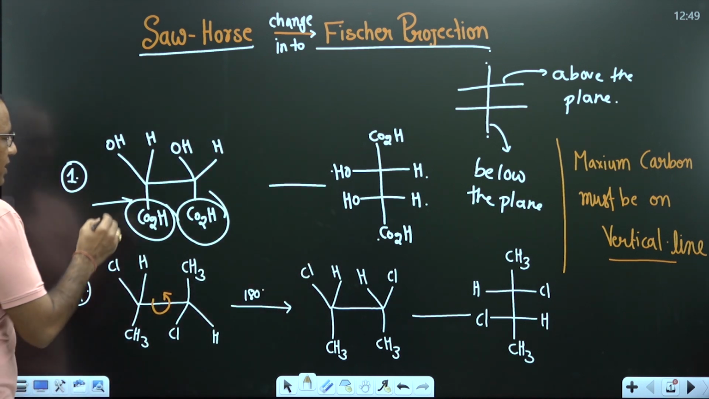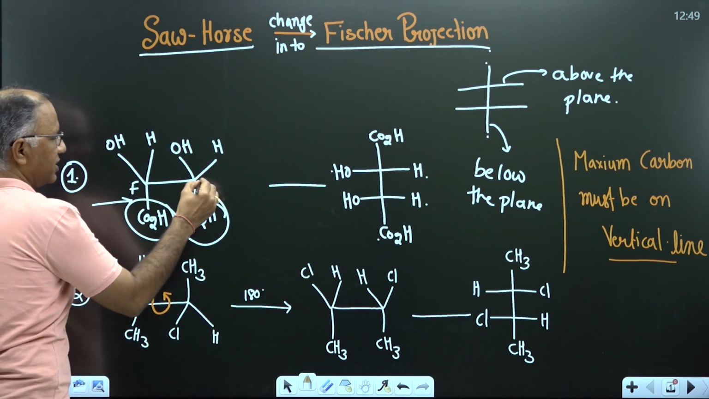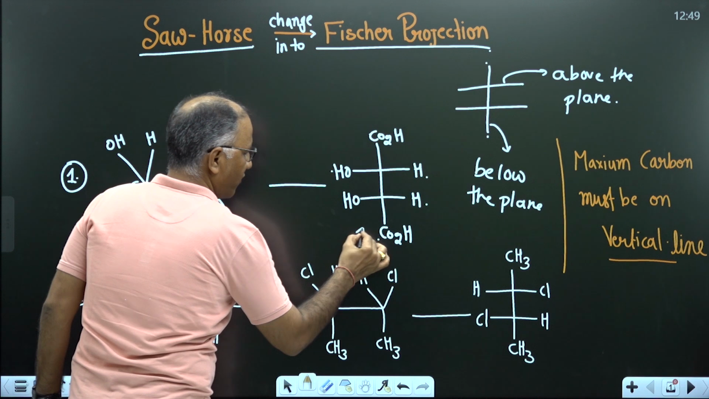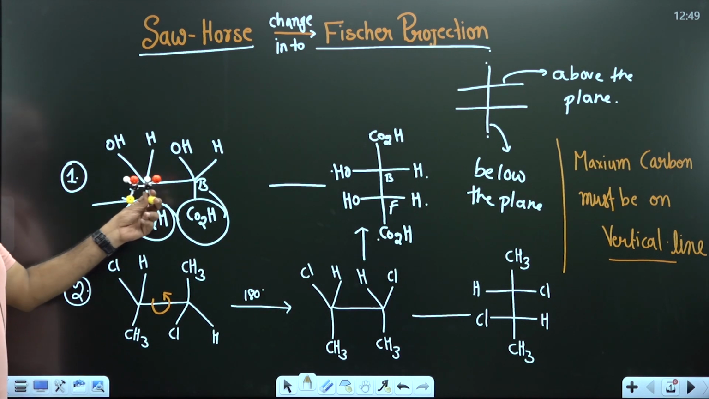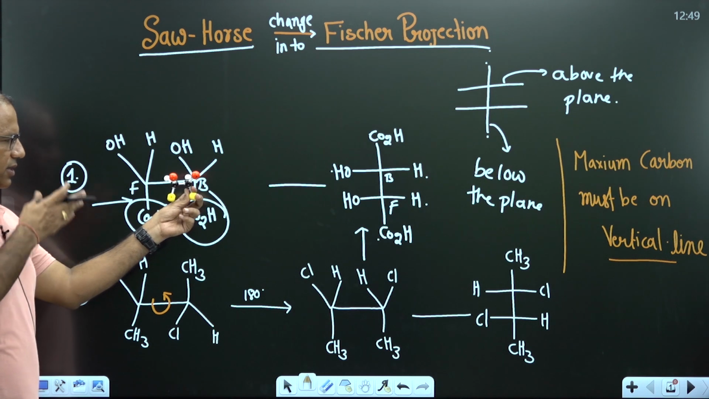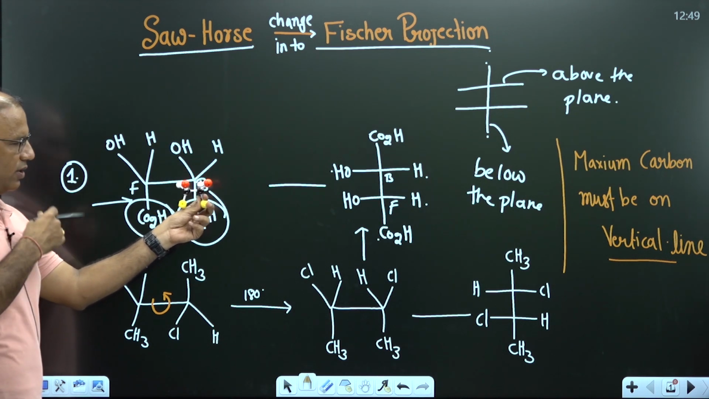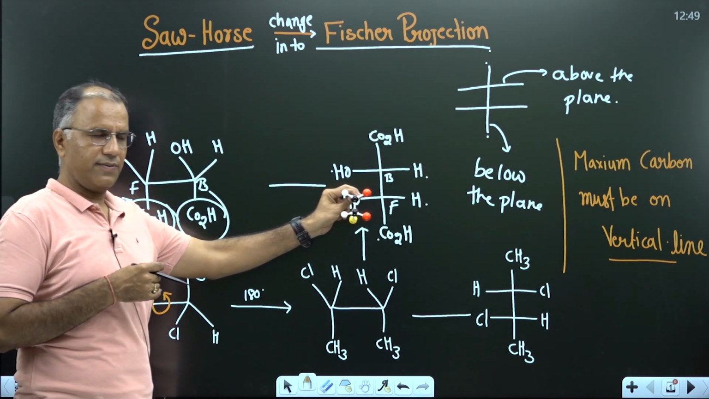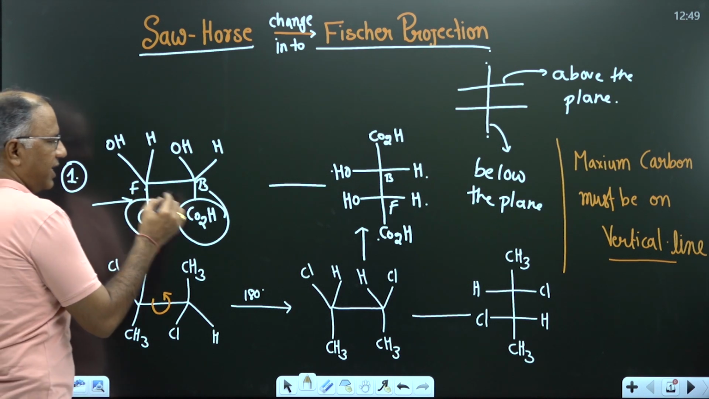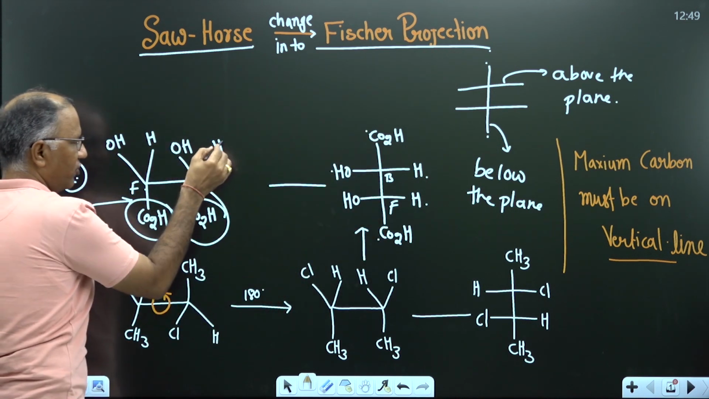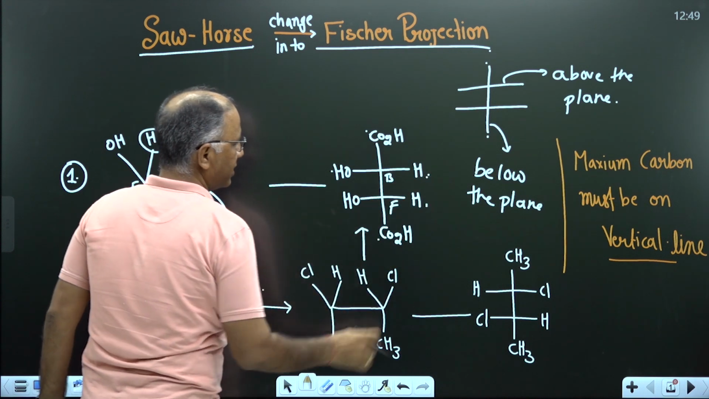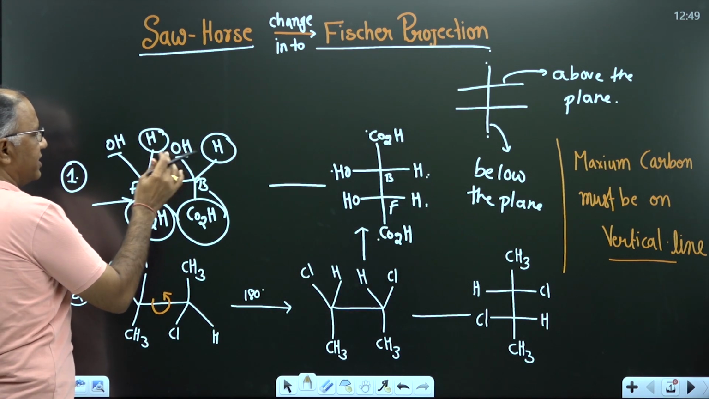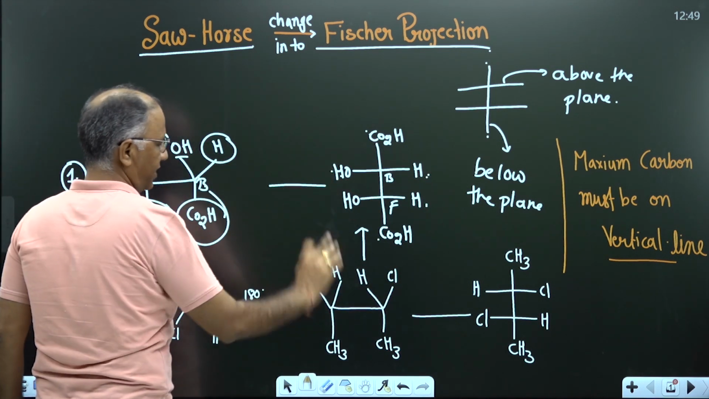Now let's check this. This is our front carbon. Let us assume this is our back carbon. This is front carbon, this is back carbon. It means I am watching, for Sawhorse projection, from this carbon-carbon bond, and this is our Fischer projection. Now, this acid and hydrogen are on the right-hand side. Both hydrogens are on the right-hand side. OH on the left-hand side. OH on the left-hand side.